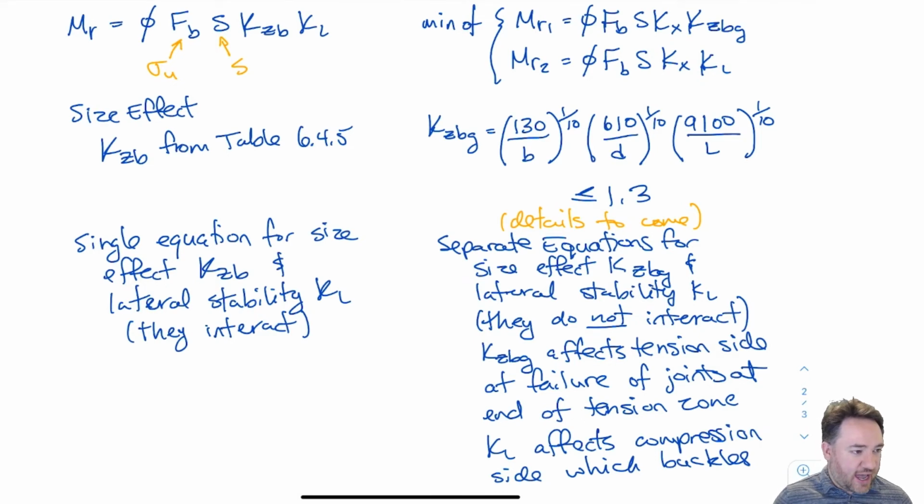And this is capped at 1.3. This is a numerical cap, so that means if I get a kzbg that's greater than 1.3, I just set kzbg equal to 1.3 and continue the calculation.